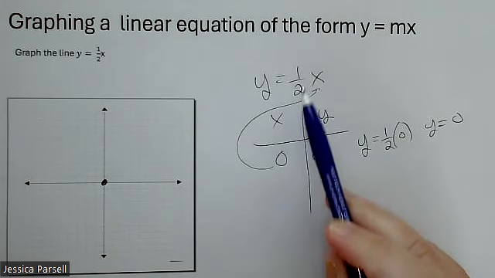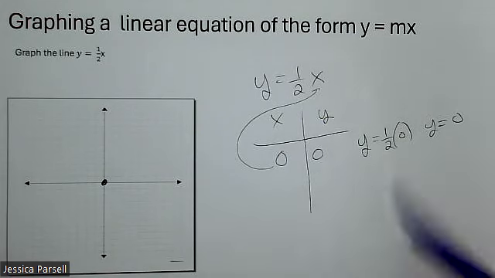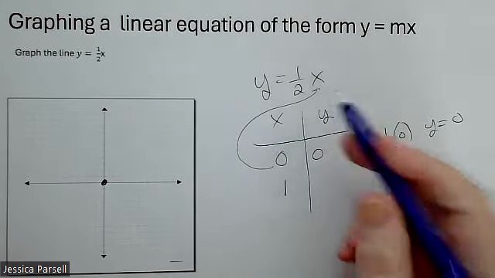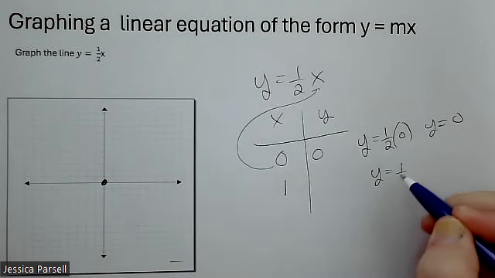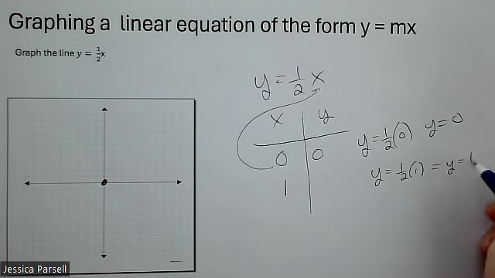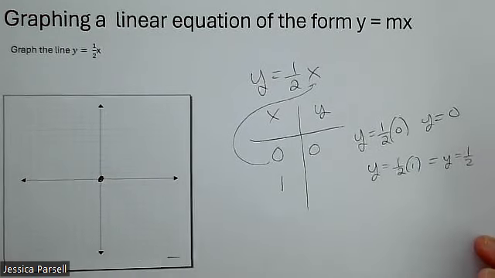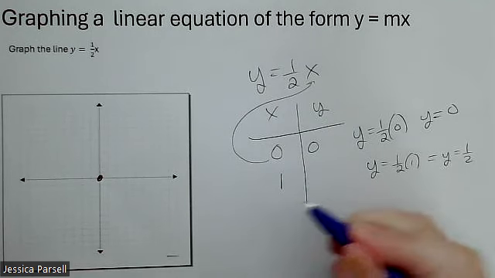Now, when you have a fraction, you have to be a little more strategic about what number you want to put in. I'm going to show you why. What if you put a 1 in for x? y equals 1/2 times 1. Well, then a half times 1 is just a half. I don't want to graph a half. I don't want to figure out where a half is in here. I want a nice solid number. So I don't want to use 1.